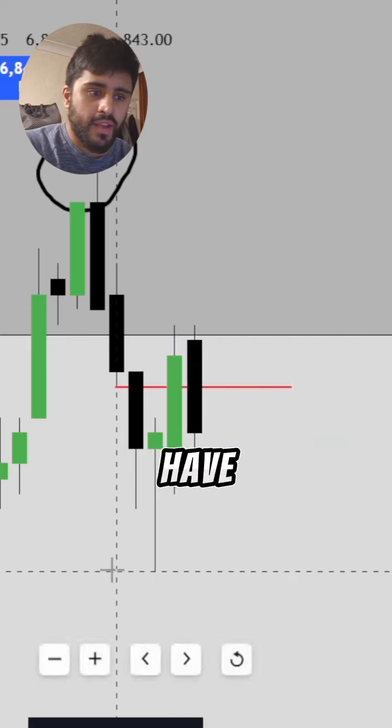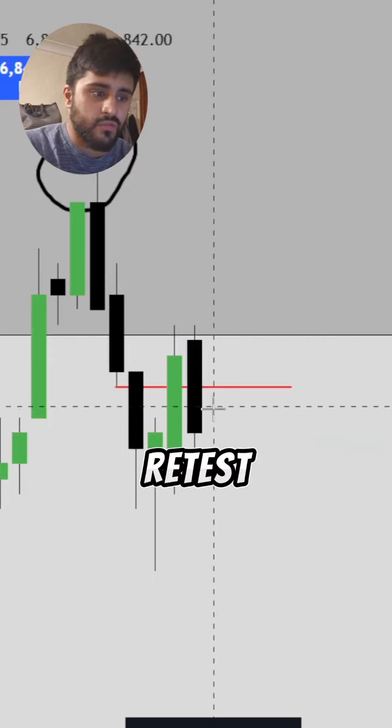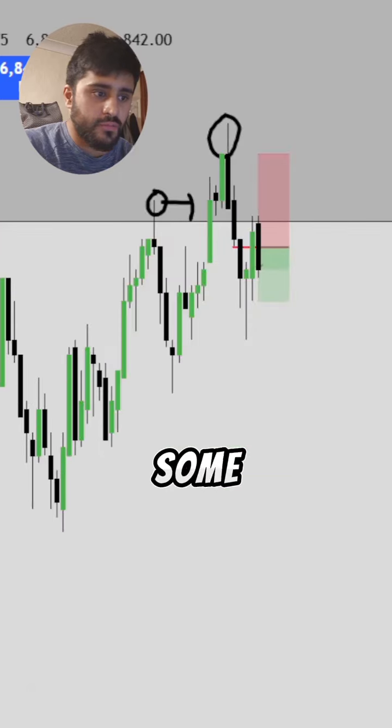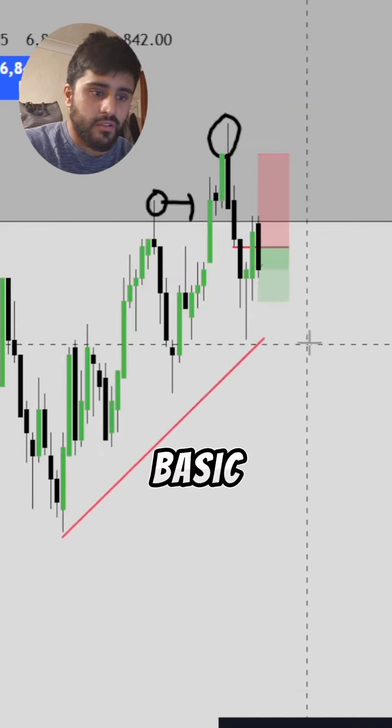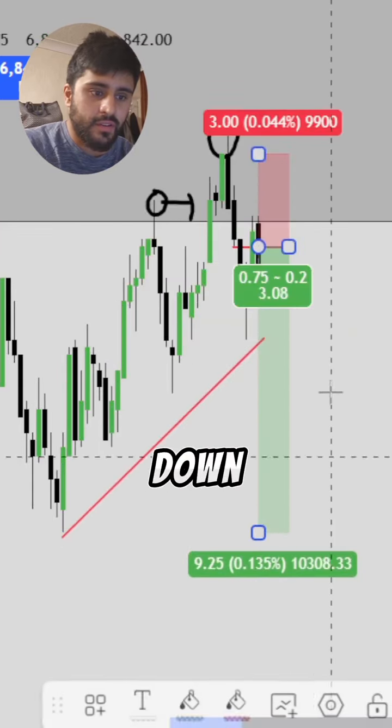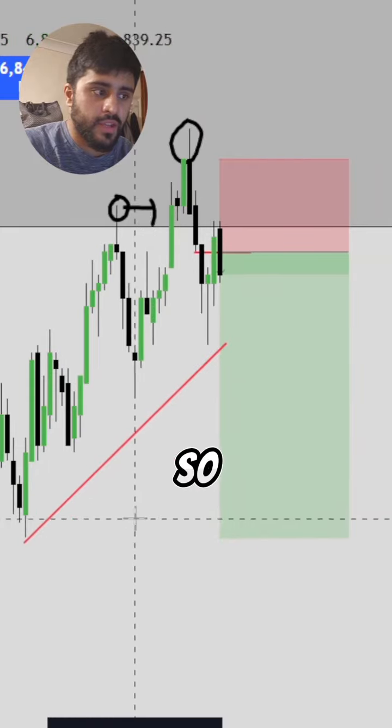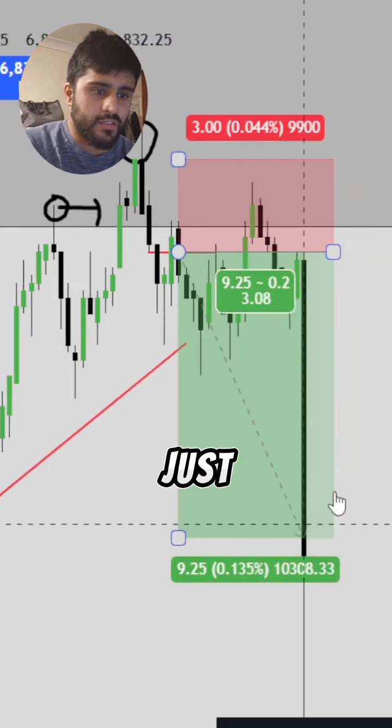Now, what's interesting, when we have our rejection, our retest, right? This is a retest, and this is where I look to go short, have some trend line liquidity, right? Basic concept, we just target this down here. That's it, nice and simple. So, right, I think just about here.